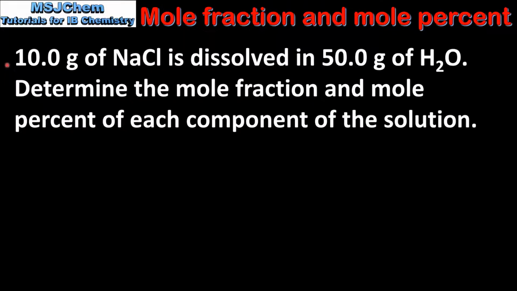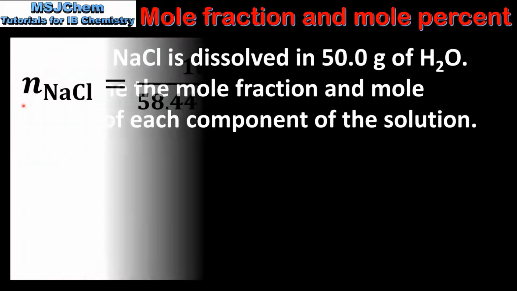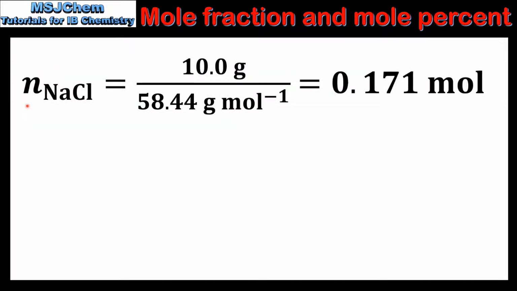Next, we look at one more example, this time involving an aqueous solution. 10 grams of sodium chloride is dissolved in 50 grams of water. Determine the mole fraction and mole percent of each component of the solution. So the first step is to calculate the amount in moles of sodium chloride. To do this, we divide the mass by the molar mass, which gives us 0.171 moles.